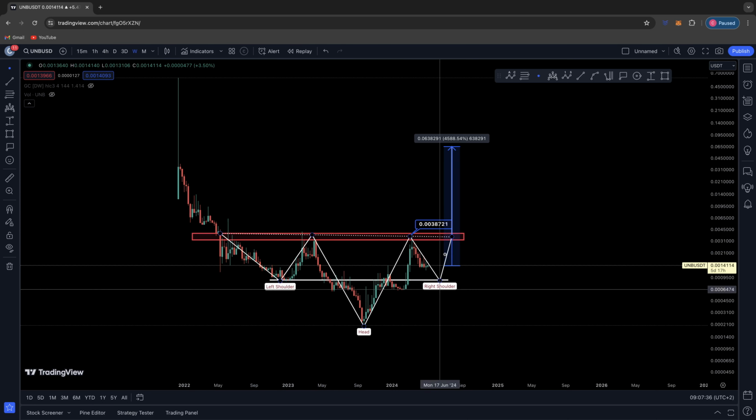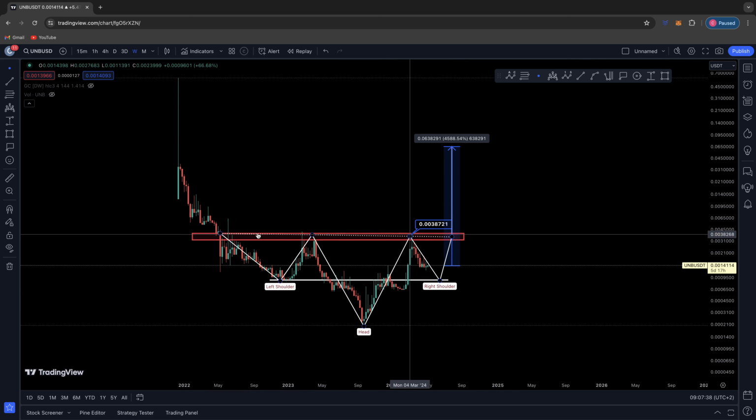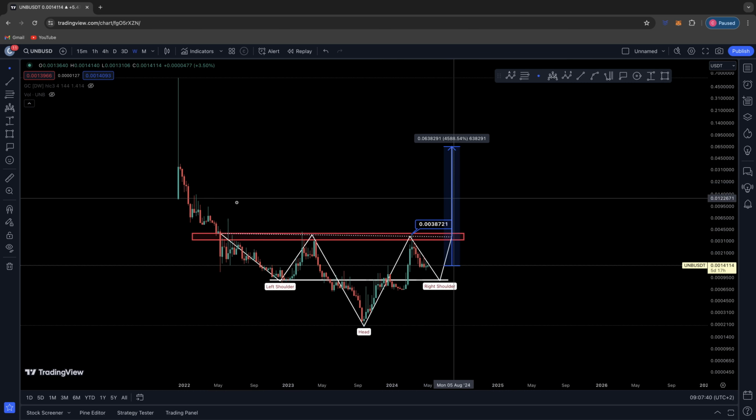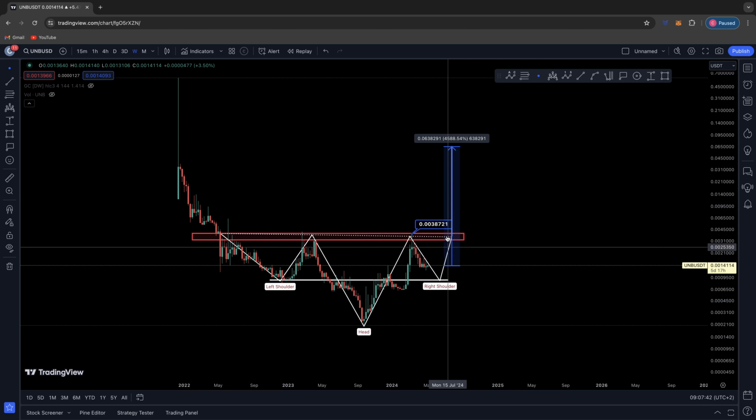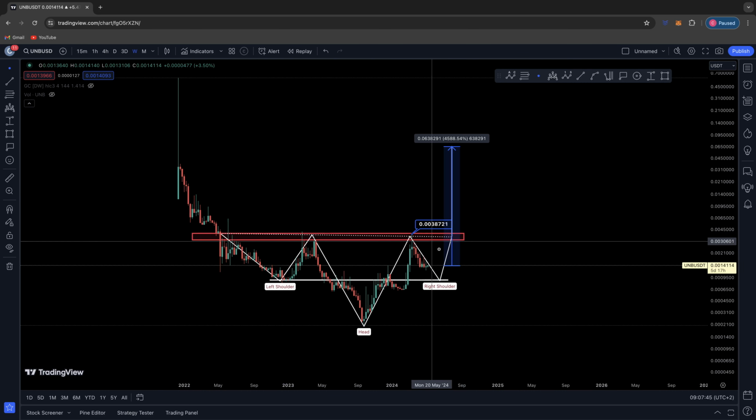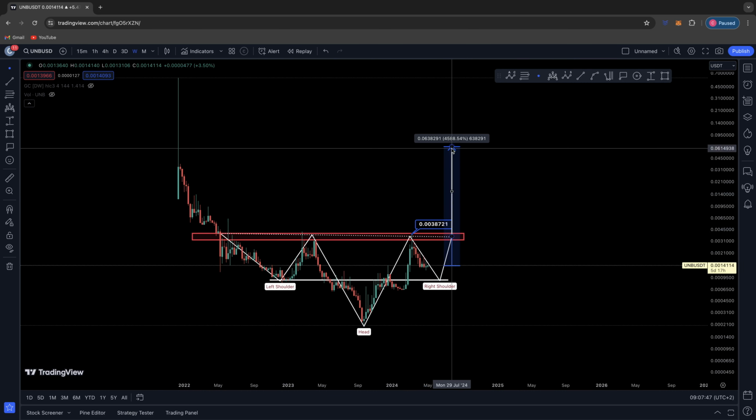We're forming this huge accumulative pattern under key multi-year resistance that we're looking to break out. We've broken the descending resistance. The next point of contact is this horizontal resistance. If we break it, the technical target is a 45x.